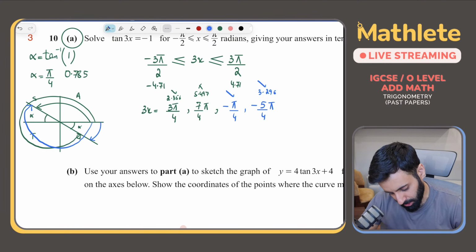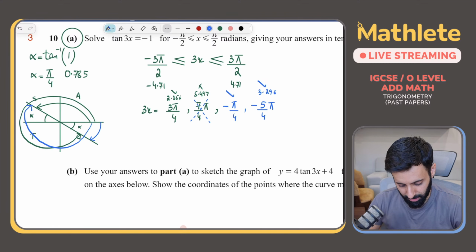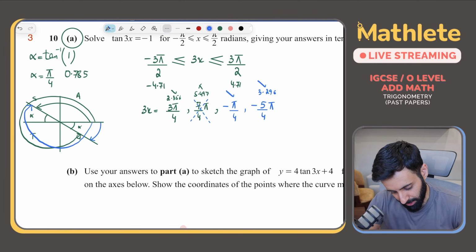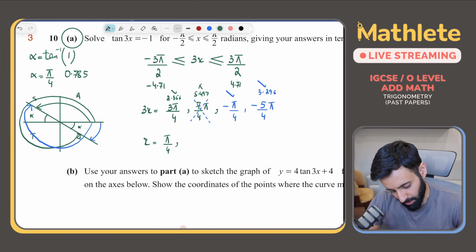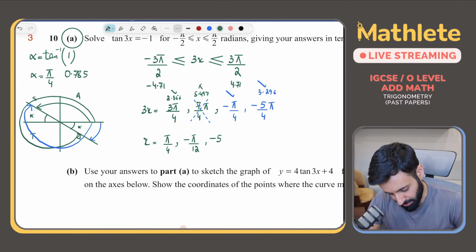Now remember, the only solution that you're not considering is this one. All the other solutions you are considering. Now what you have to do is divide all the values by 3 one by one to find the values of x. So 3 pi upon 4 divided by 3 simply becomes pi upon 4. Minus pi upon 4 divided by 3 becomes minus pi upon 12. And minus 5 pi upon 4 divided by 3 becomes minus 5 pi upon 12. These are your final answers.